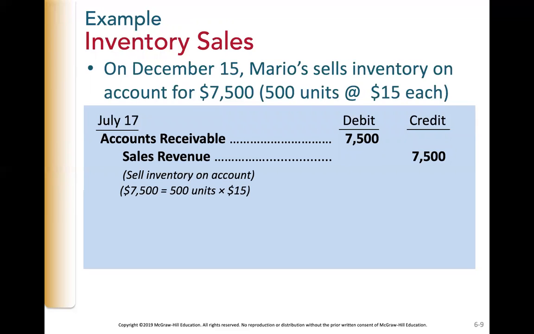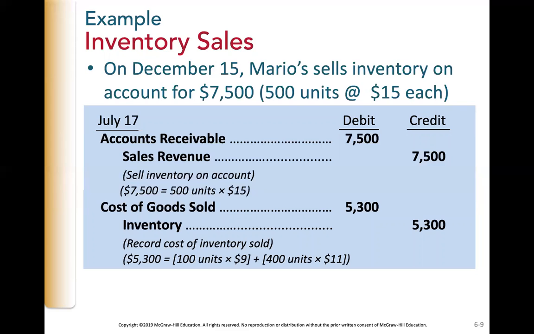Second step is to record cost of goods sold and inventory. Record the expense of the inventory sold and decrease your inventory. So he sold 500 units. Using a FIFO method, we say that he sold 100 units at $9. That is the 100 units that are left from the remaining purchase on April 25th, plus 400 units at $11 each cost from the October 19th purchase. Total of those equals the $5,300.